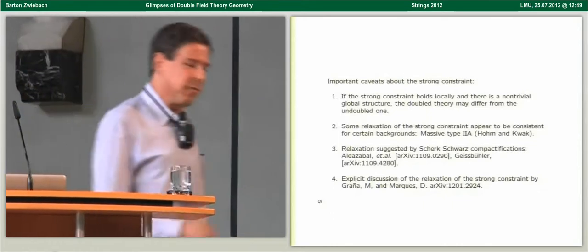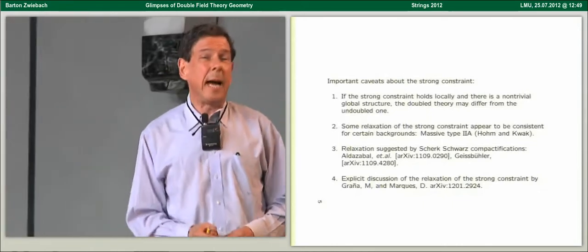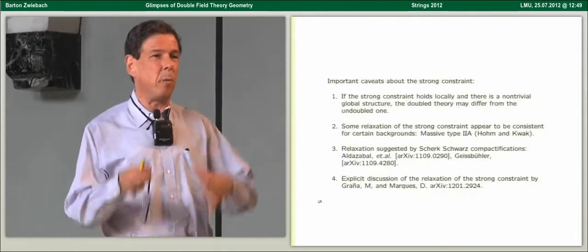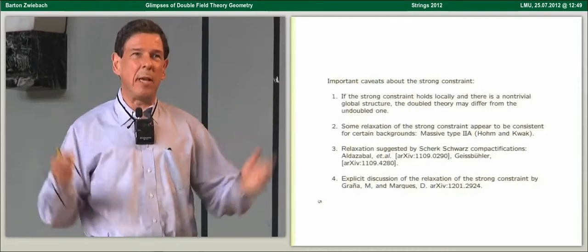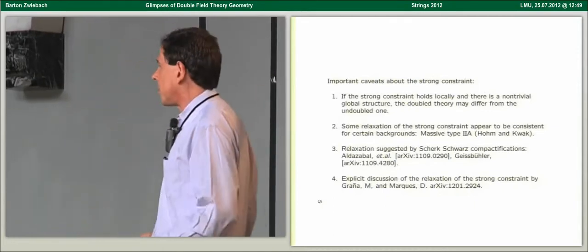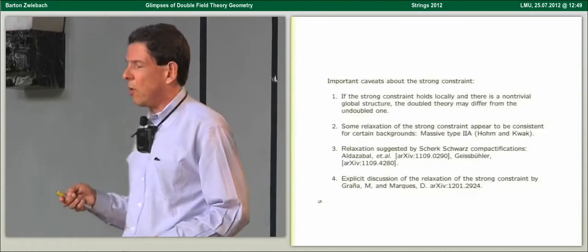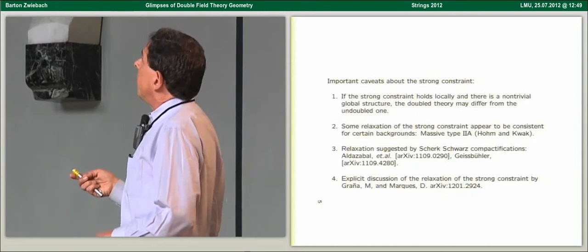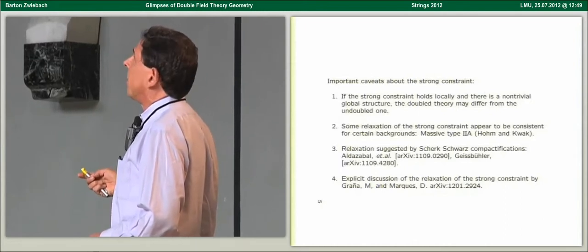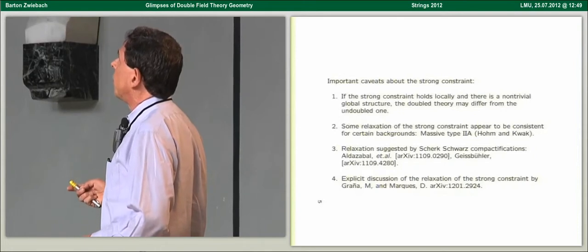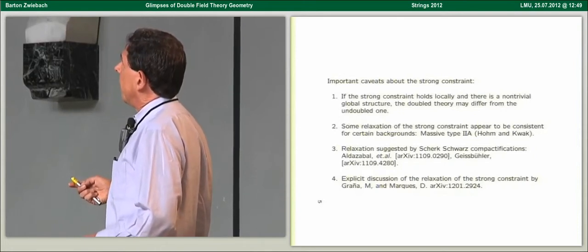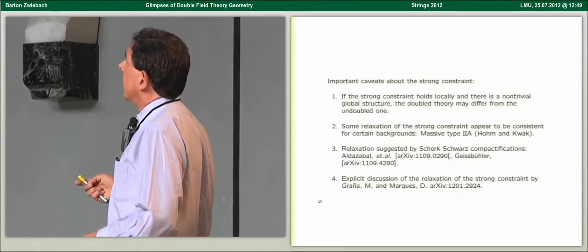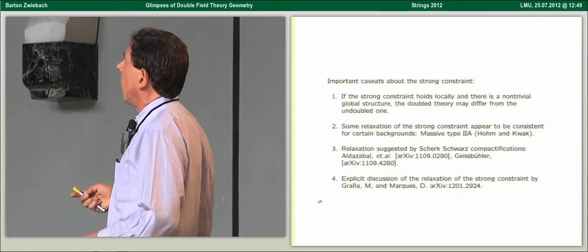Now, there's been a lot of discussion about this constraint because ideally, when we first started working on this with Chris Hull, we didn't want this constraint. We wanted to write a theory that had simultaneously all winding modes and all momentum modes, but it's very difficult to complete that construction. So nevertheless, the strong constraint probably is something that could evolve in the near future. We know already that if the strong constraint holds locally and there's a non-trivial global structure to the theory, the double theory may differ from the undoubled one.